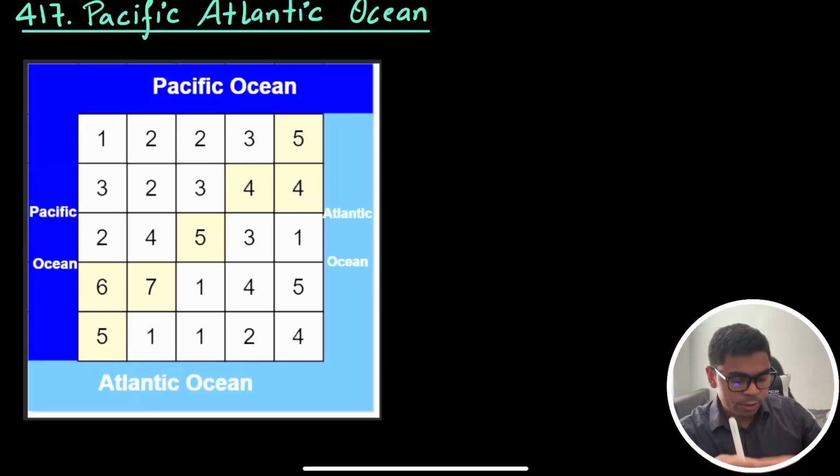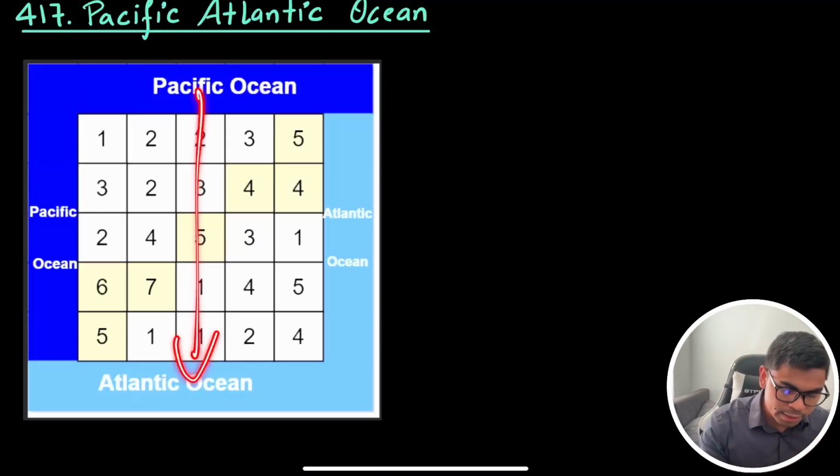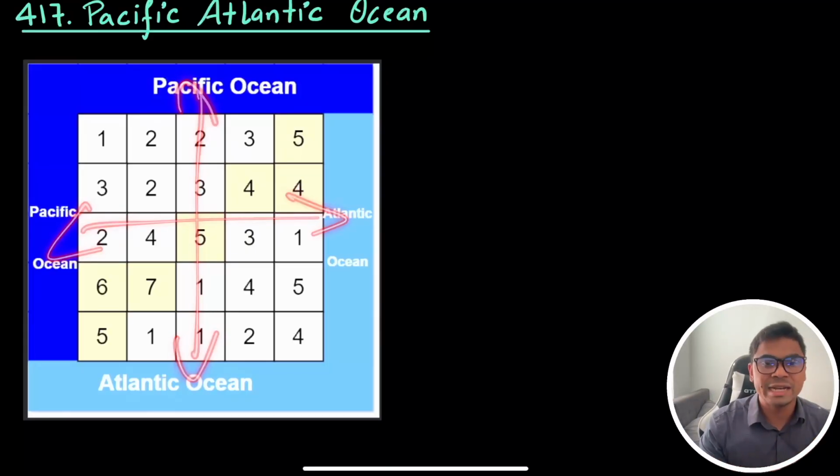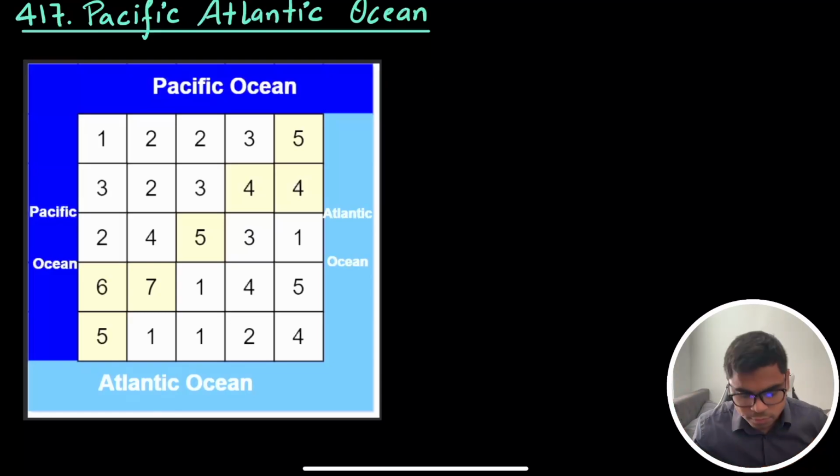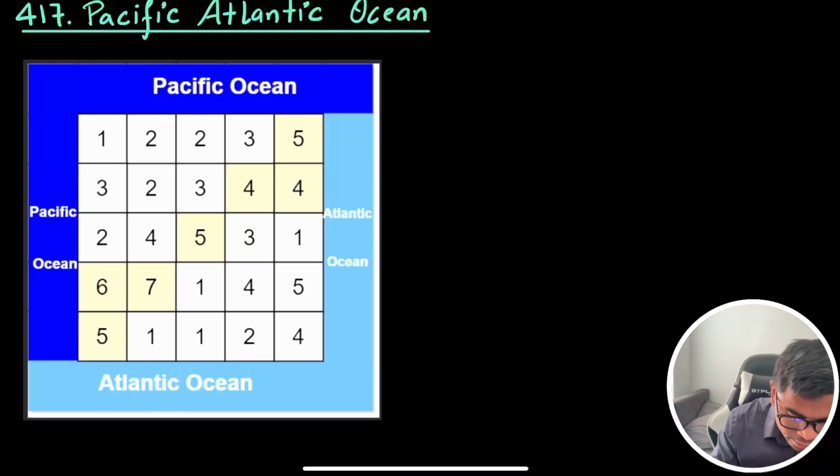And we know that water can only flow in four directions, vertically or horizontally. There is no diagonal flow of the water. But what's the condition of water flowing to the ocean? The condition is the water can only flow from one grid to another grid, and then from that grid or the border grids to the ocean, only if the value is smaller than or equal to the neighboring cell.